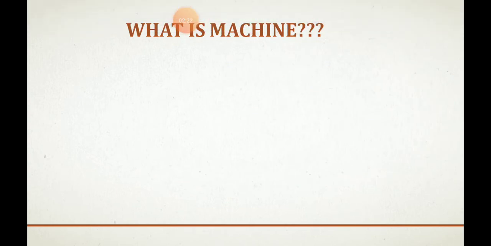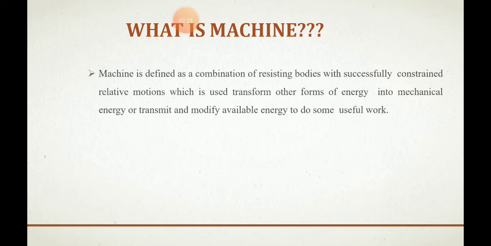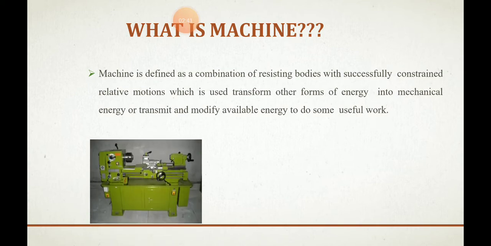So this is what I explained, which you can read. The machine is defined as the combination of resisting bodies, or a combination of mechanisms, where there is a constrained relative motion between two parts or two bodies, and which is used for developing some work. Here two examples are given.